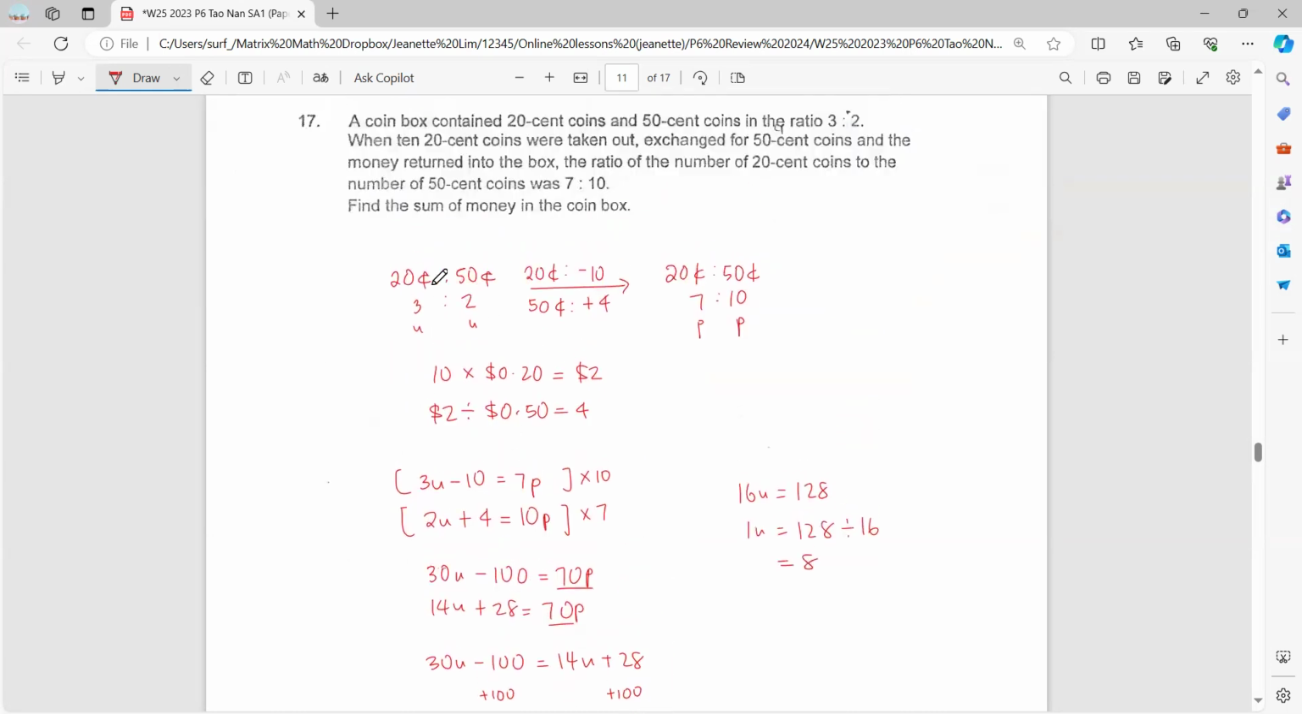Now, what are we supposed to find? We're supposed to find the sum of money in the coin box. Since this is an exchange of equal value, the value wouldn't change whether it's at the start or at the end, right? Since we have units, I'm going to find the value using what we have at the start because I don't have parts. So find 3 units. How many 20-cent coins is that? Do not find 5 units because the coins have different values. You need to find them separately first.